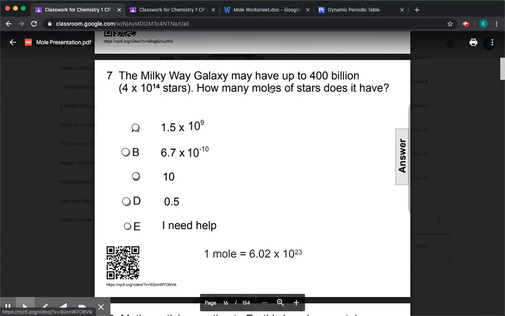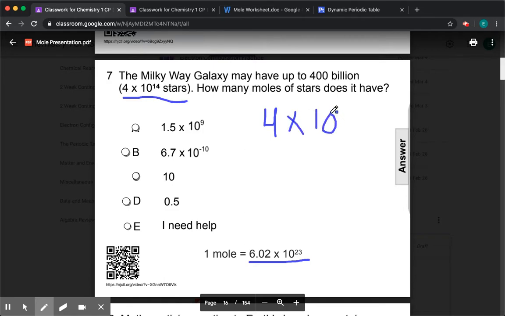The Milky Way galaxy has 400 billion stars. How many moles of stars is this? So they give you the number. We have this many stars. How many moles is it? Well, 1 mole is this. So to find out how many moles of it we have, just how we were doing with the dozen, you need to take how many of it you have and divide it by how many is in 1 mole.